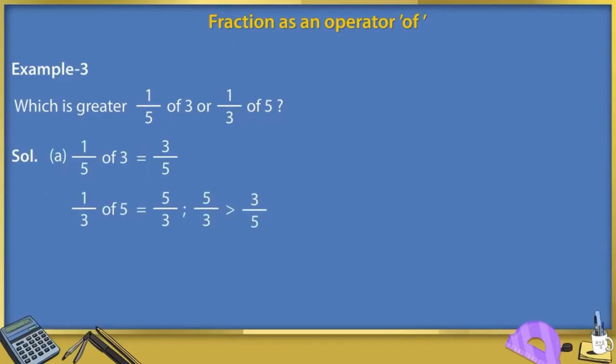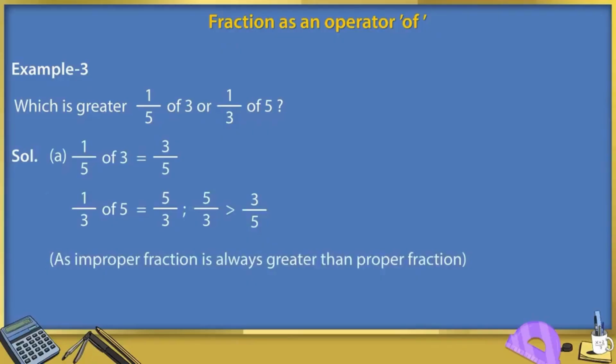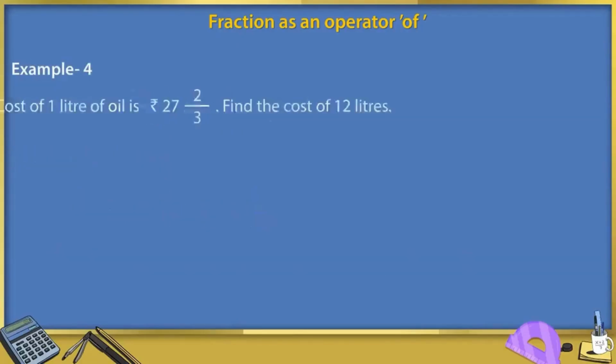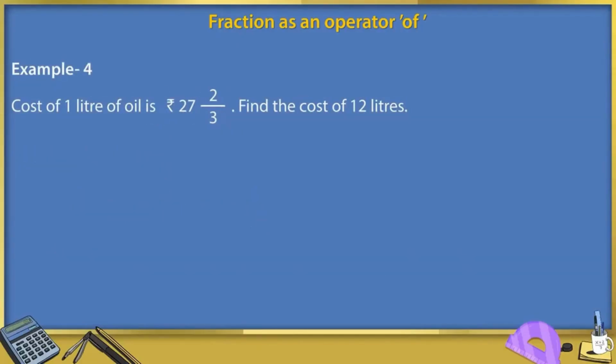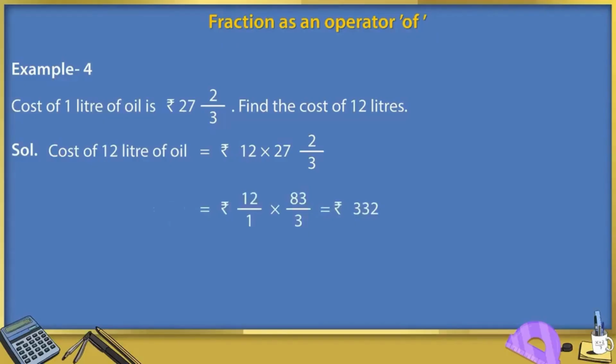5 by 3 is greater than 3 by 5, as an improper fraction is always greater than a proper fraction. Example 4. Cost of 1 liter of oil is rupees 27 and 2 by 3. Find the cost of 12 liters. Solution. Cost of 12 liters of oil is equal to rupees 12 into 27 and 2 by 3, which is equal to rupees 12 by 1 into 83 by 3, which is equal to rupees 332. Thus, cost of 12 liters of oil is rupees 332.